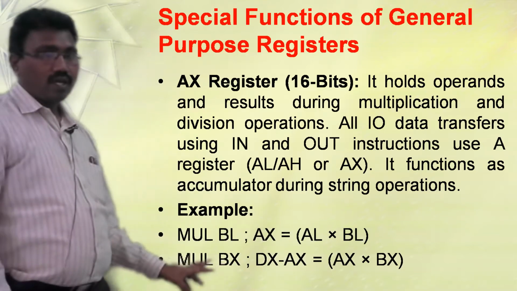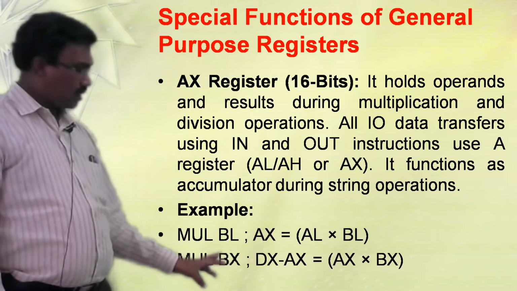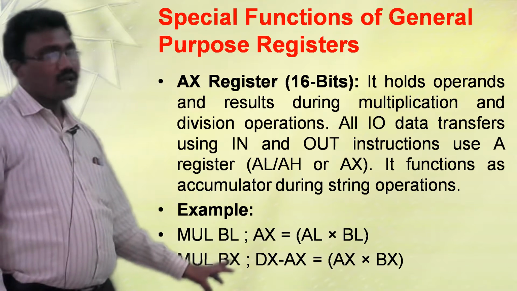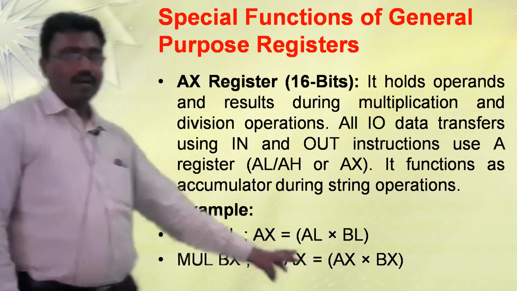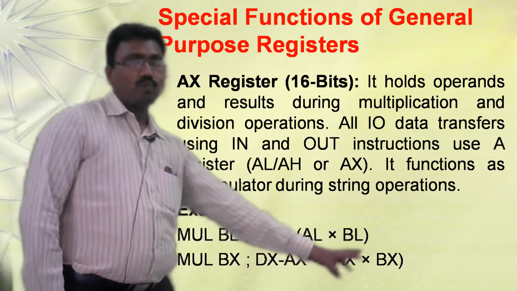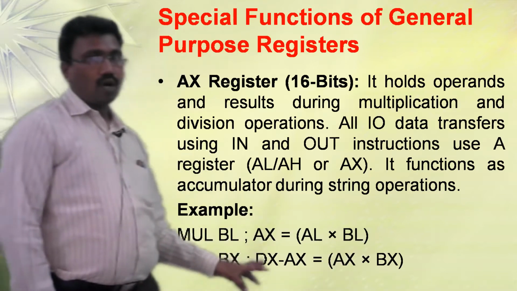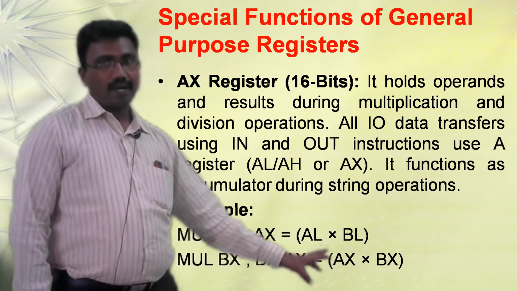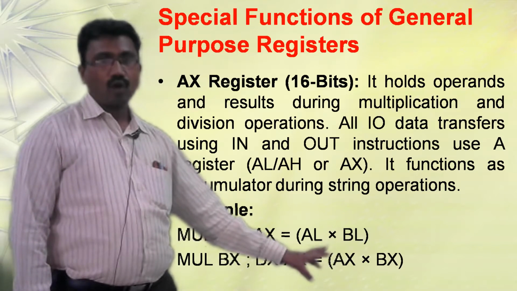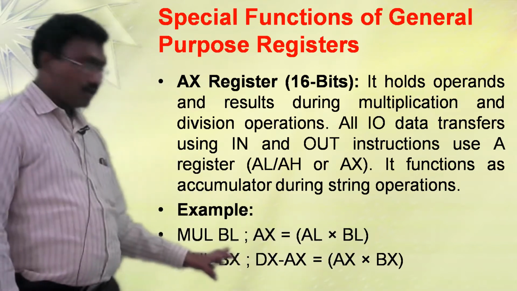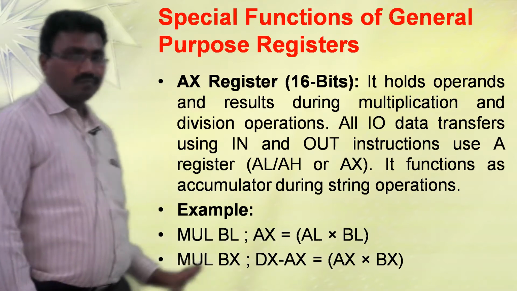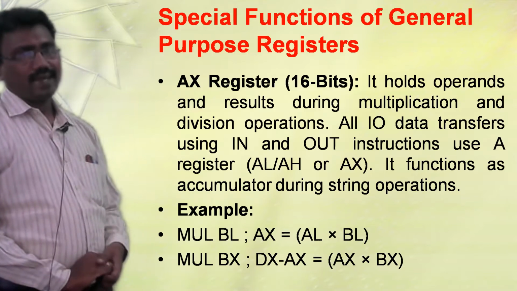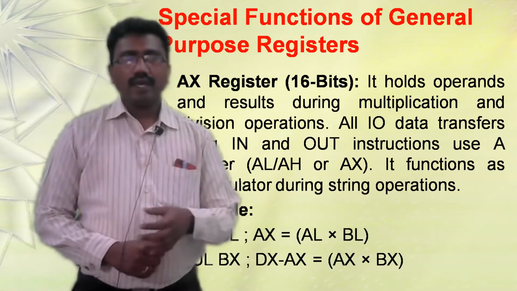Similarly, one more: MUL BX. It is a 16-bit multiplication with 16-bit operands. So BX is the 16-bit operand. By default, AX is the other operand, the multiplicand. AX into BX, and the result goes to the combination of DX and AX. If you multiply two 16-bit operands, the product may occupy more than 16 bits. That's why the combination of DX, AX is the result of this multiplication.